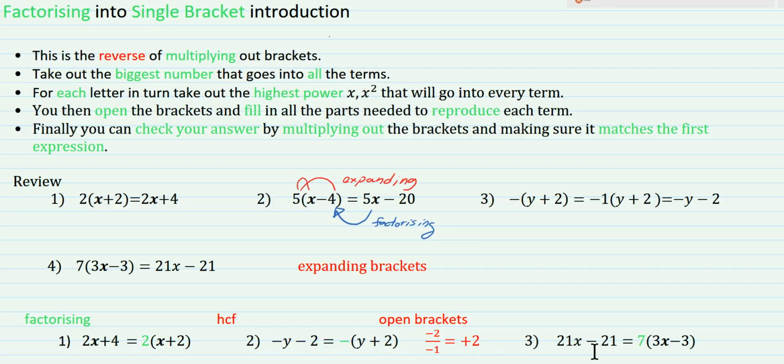21x, take away 21, yeah? So what's the highest common factor of 21x and 21? The biggest number which will go into both of them is actually 7. So put the 7 outside.